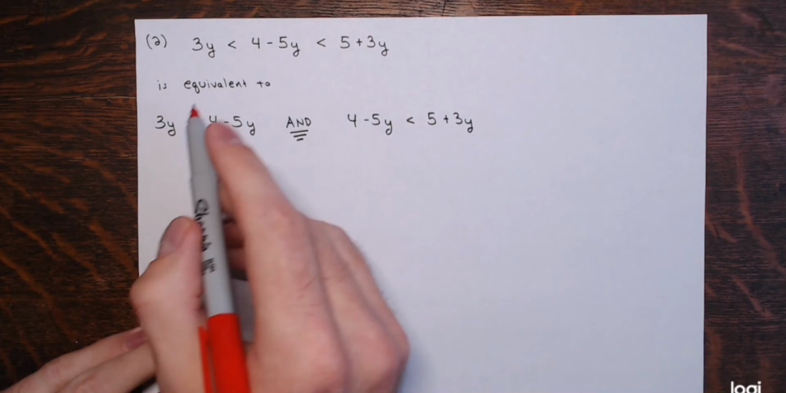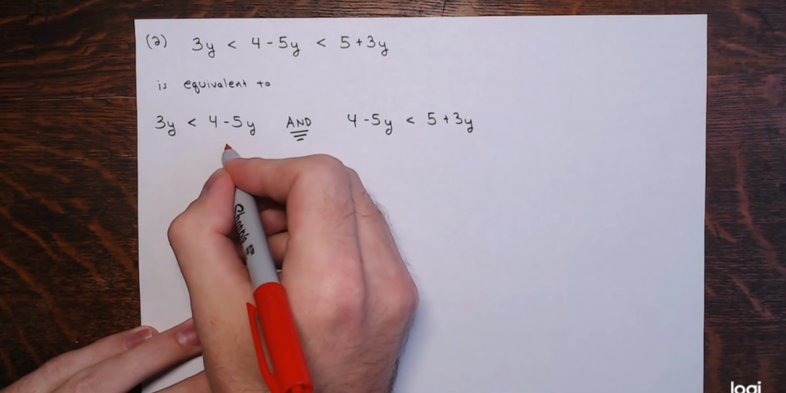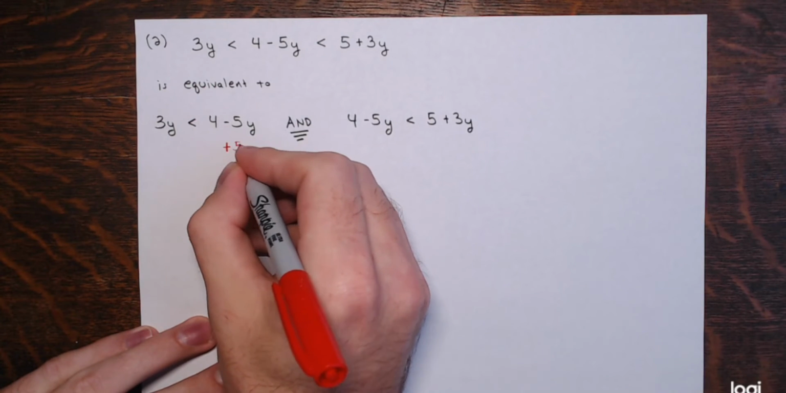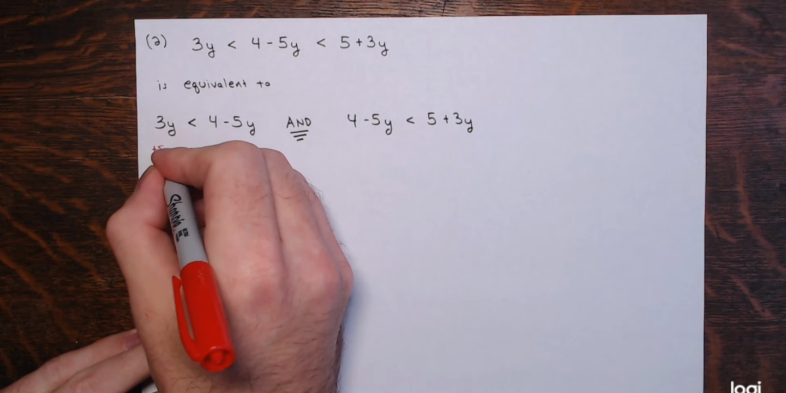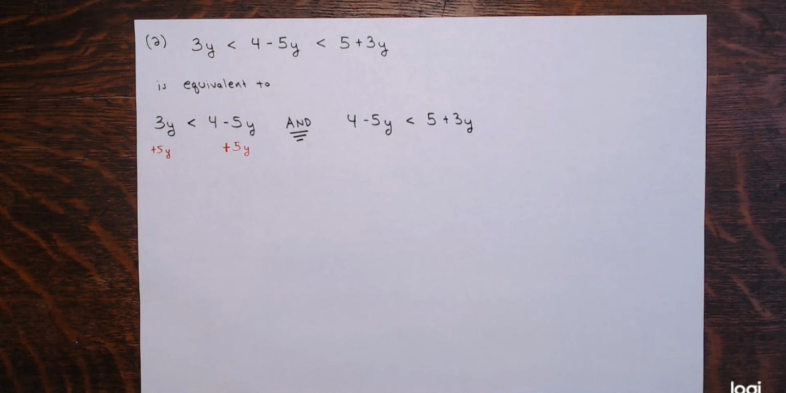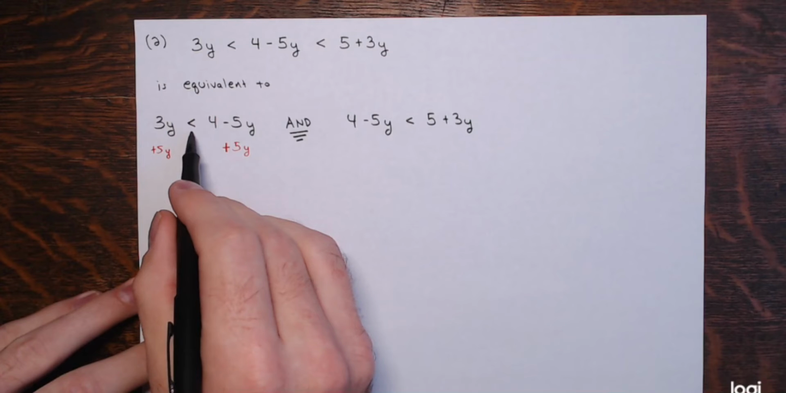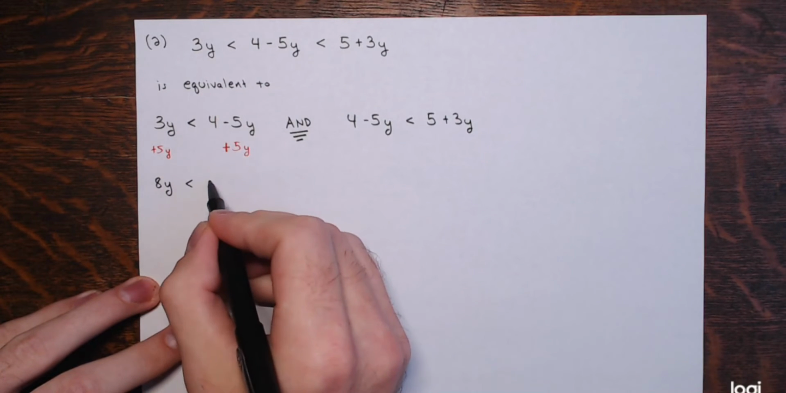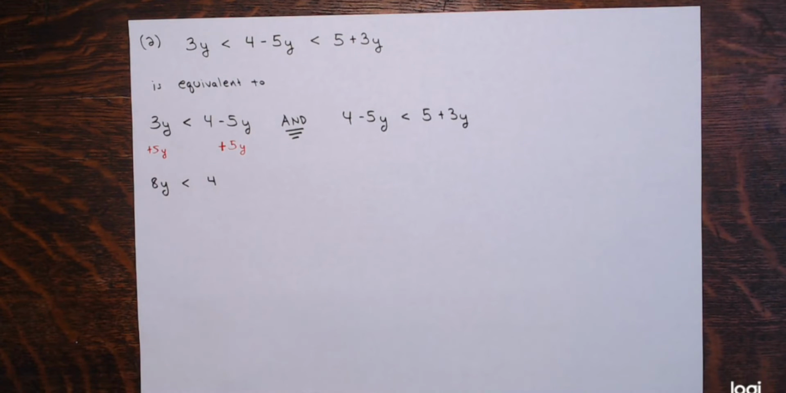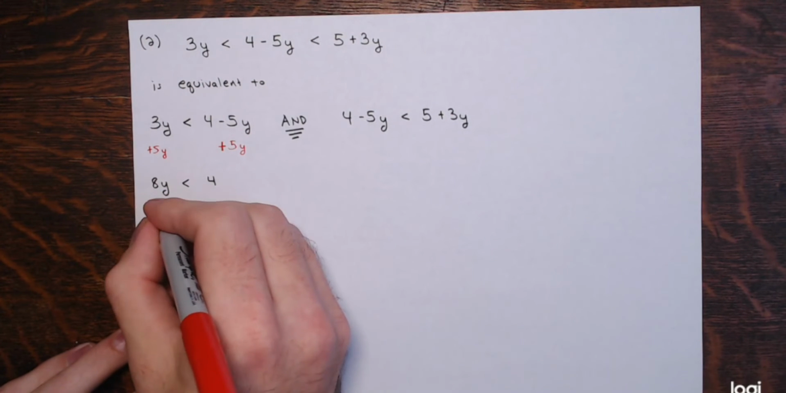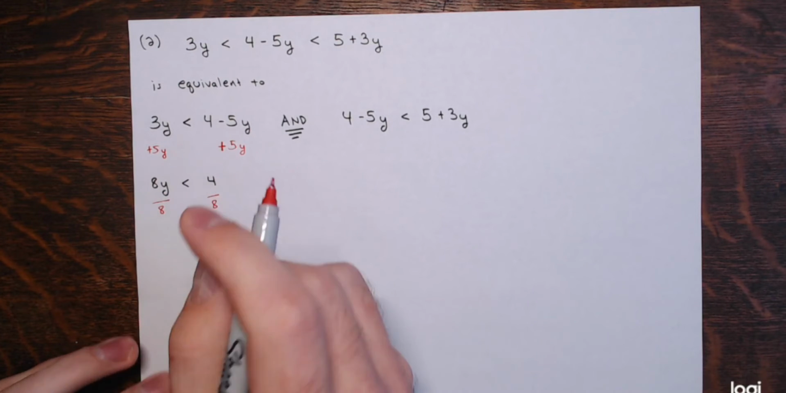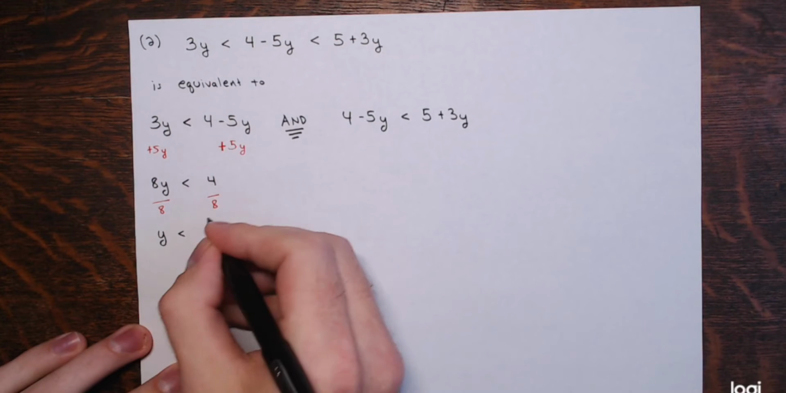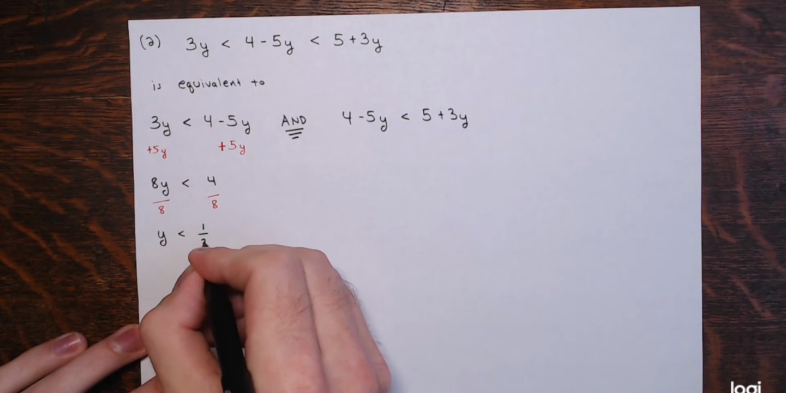So on the left side here, I personally like having the variables on the left side, so I'm going to add 5y to both sides. Now adding or subtracting doesn't change the symbol, so we have 8y on the left is less than 4 on the right. And then I would divide both sides by positive 8 to get the variable on the left alone. So we have y is less than 4/8, which reduces to 1/2 or 0.5.